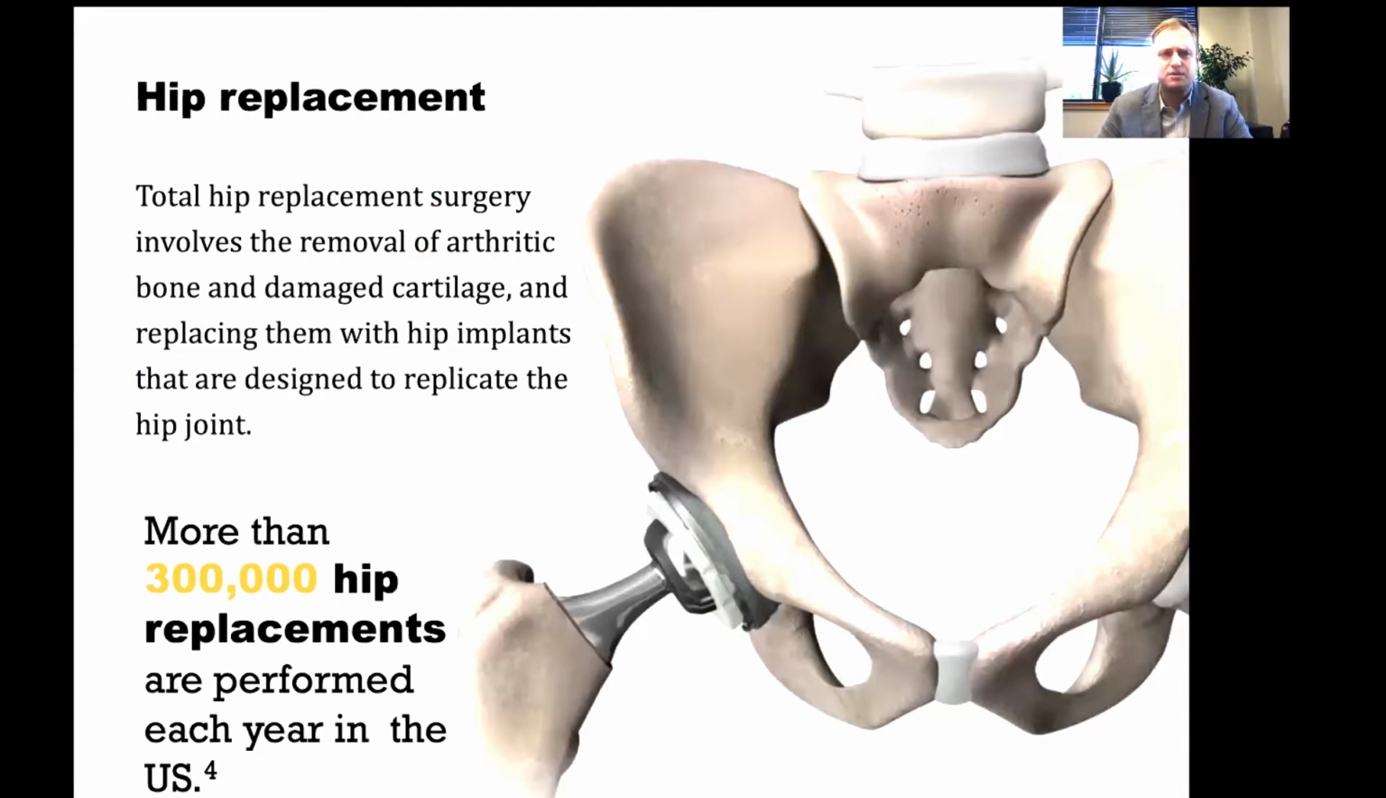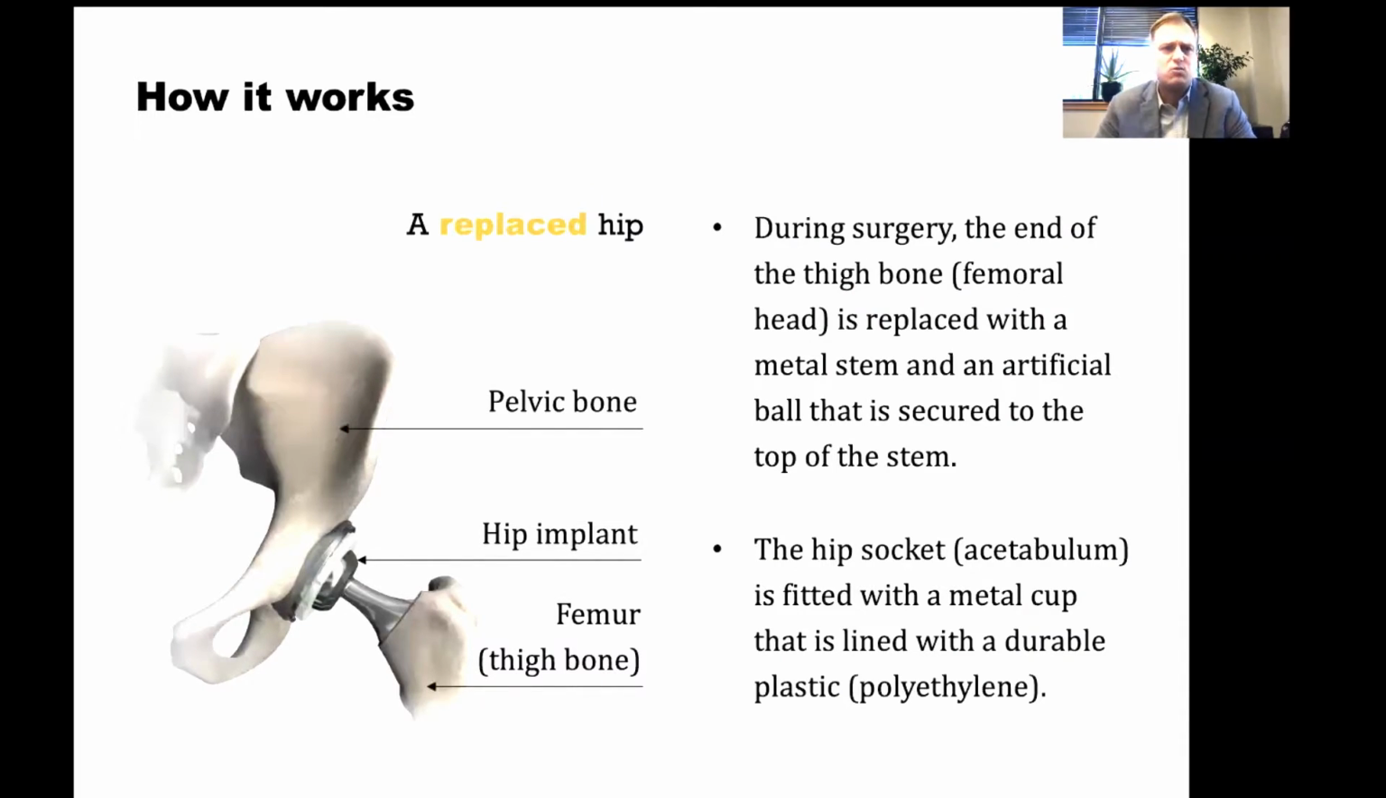Let's talk about hip replacement. A total hip replacement involves removing the arthritic bone and replacing it with metal and plastic. There's more than 300,000 hip replacements performed each year in the United States. How does that work? A hip replacement involves replacing the cup by hollowing out the pelvic bone and putting a metal cup in there. We then take a metal stem that goes inside the bone and replace the ball, and a piece of plastic that acts as a bearing surface.